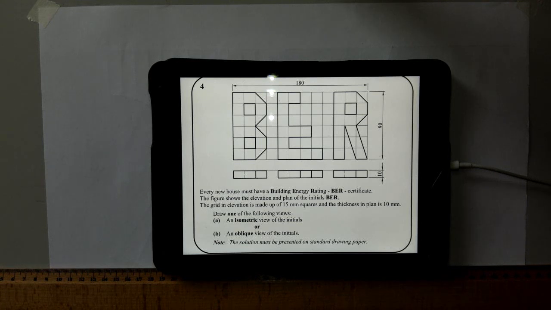It tells us every new house must have a building energy rating, otherwise known as a BER certificate. The figure shows the elevation and plan of the initials BER. The grid in the elevation is made up of 15 mil squares and the thickness in the plan is 10 mil. Draw one of the following views: A, an isometric view of the initials, or B, an oblique view of the initials. So for this question I'm going to focus on the B part, an oblique view of the initials.